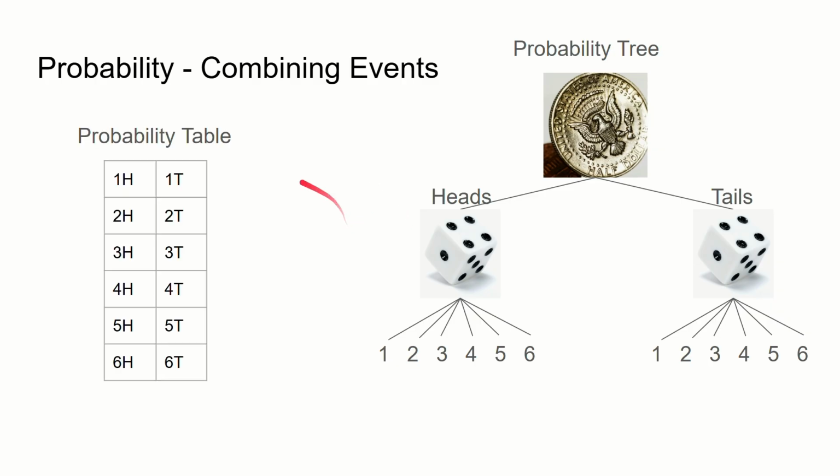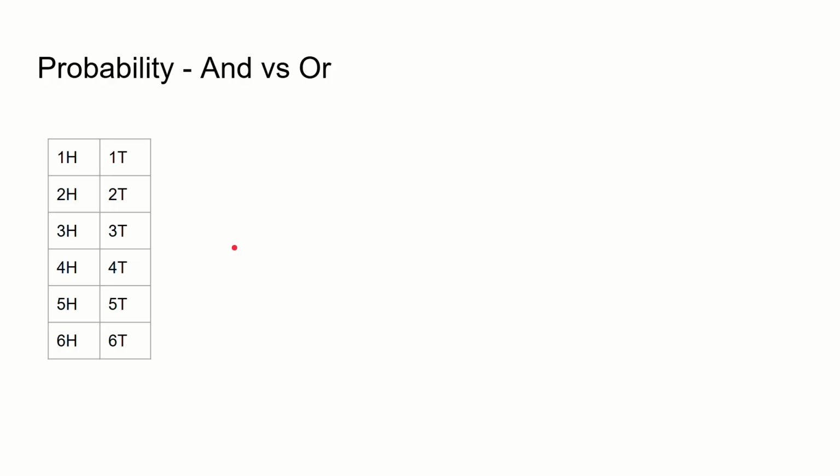And we can also make a probability table where there are also 12 possibilities, and each item in the table is an outcome that we could get. We could get 1 through 6 in heads, and anything 1 through 6 in tails. But how would we actually discuss the probability of combining events? And that's how we would use and or.